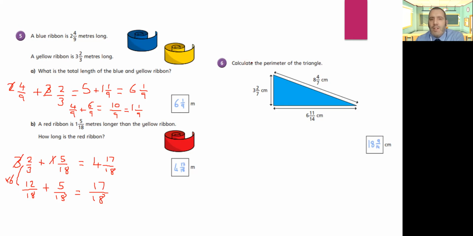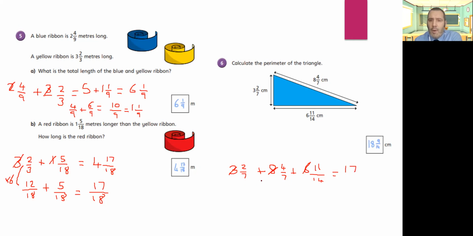Now, the perimeter of our triangle here is what we're looking to calculate. So I've got 3 fractions to add together. I've got 3 and 2/7. I'm adding 8 and 4/7, and I'm adding 6 and 11/14. So again, as I've been doing all along, I'm going to take my whole numbers. So I've got 3 add 8 makes 11, add 6 makes 17.